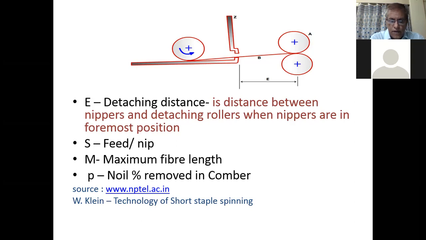S is the feed per nip, that is, how much feed of the material is done per nip. This is generally 5 or 6 mm. So every time the lap sheet is moving in forward direction by an amount S. M is the maximum fiber length of the cotton being used. P is the noil percentage removed in the comber.